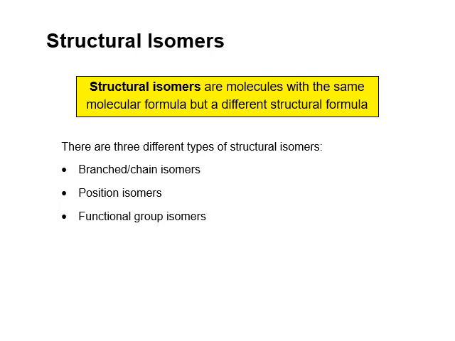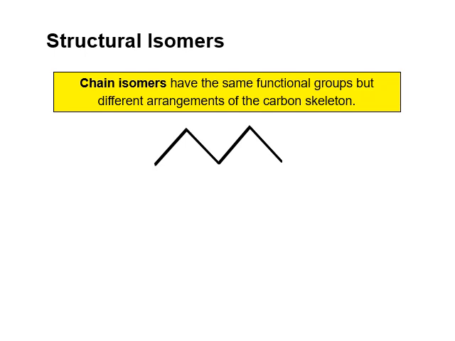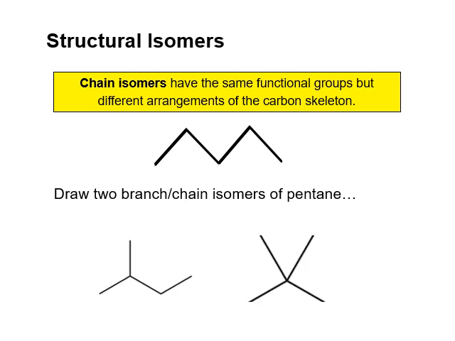There are three different types of structural isomers. We've got branch chain isomers, position isomers, and functional group isomers. So let's look at each in turn. So firstly, chain isomers. These have the same functional groups, but different arrangements of the carbon skeleton. So for example, you've got pentane there. Two branch chain isomers of pentane would be methylbutane and dimethylpropane.